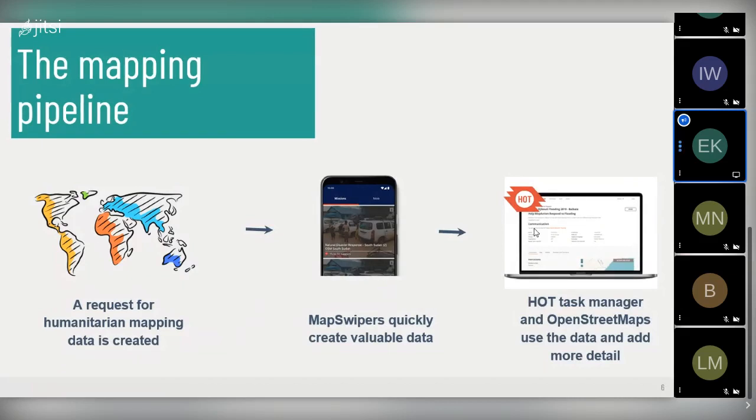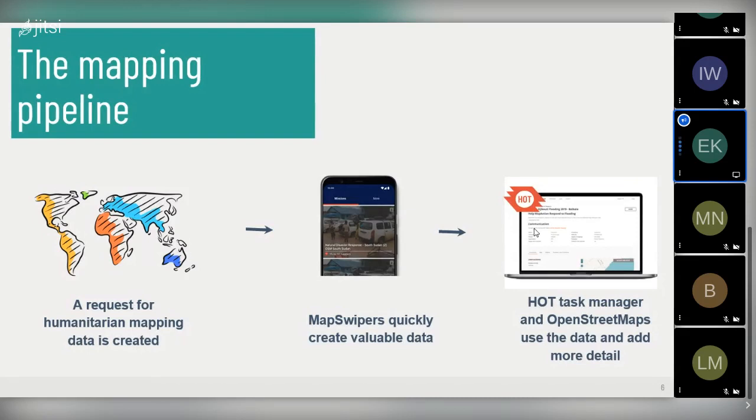It starts with a request, maybe an urgent request where an area needs to be mapped, let's say an example like Tackle Dam. Once the data is created, MapSwipe quickly creates available data. It's able to identify the area that has been created, and then on the right side, where you see HOT, the HOT Tasking Manager and OpenStreetMap use the data and add more details.